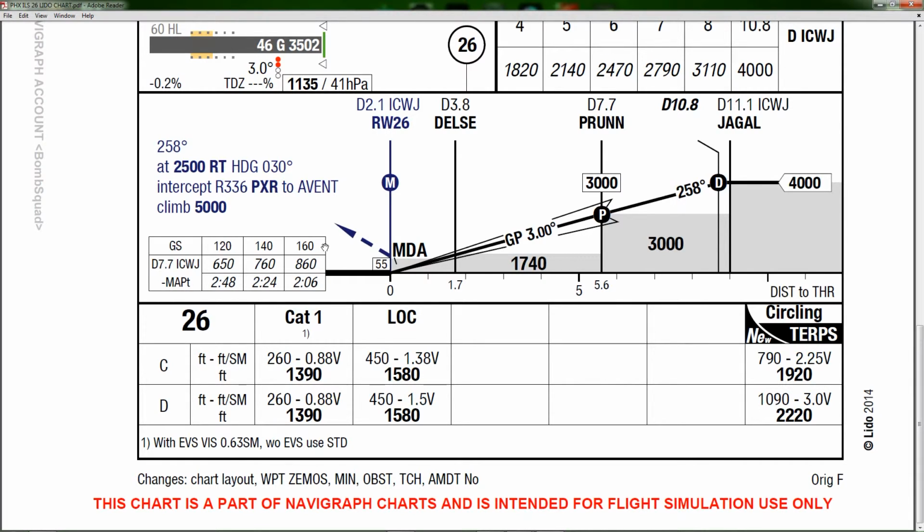So enough about that. Last thing, just a little disclaimer here. Read the bottom. It says this chart is part of Navigraph charts and is intended for flight simulation use only. Do not use this for real-world flight, please, and thank you.